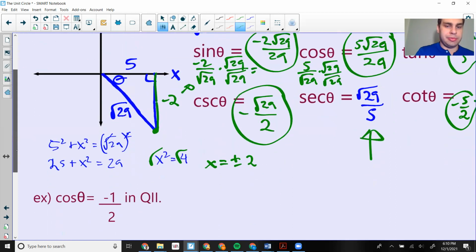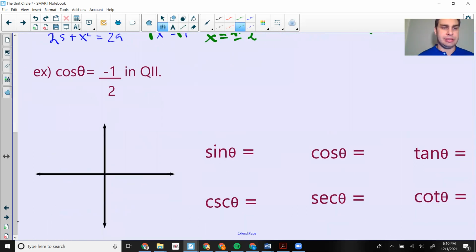All right, one more problem here, and that is cosine of theta equals -1/2, and this is going to be in quadrant 2. So quadrant 2 is over here. So start with your diagonal and always come back to the x-axis, making this my right triangle. Theta goes closest to the origin. Remember, we've been doing this all along.